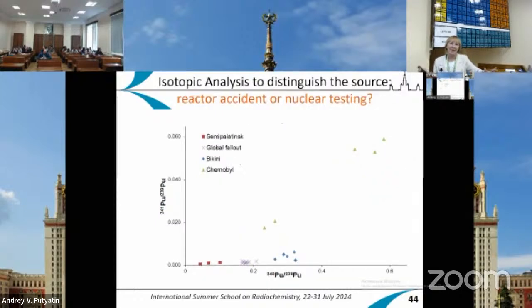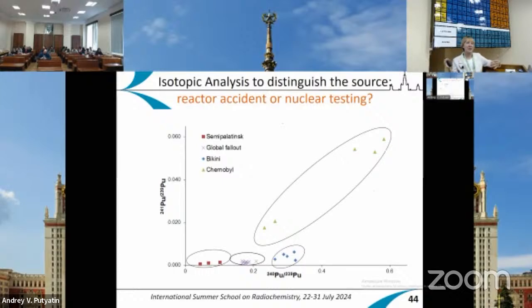And if you compare these explosions with Chernobyl plutonium ratios, you can see that here it is nuclear testing, and here it is Chernobyl, and the plutonium ratio is very broad because the reactor worked for a long time, and many plutonium isotopes were formed during this work.